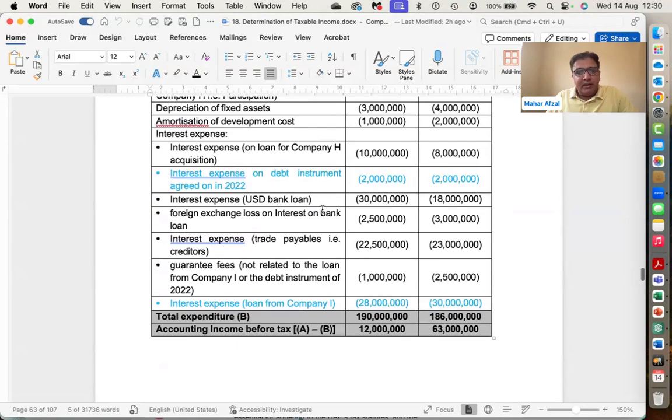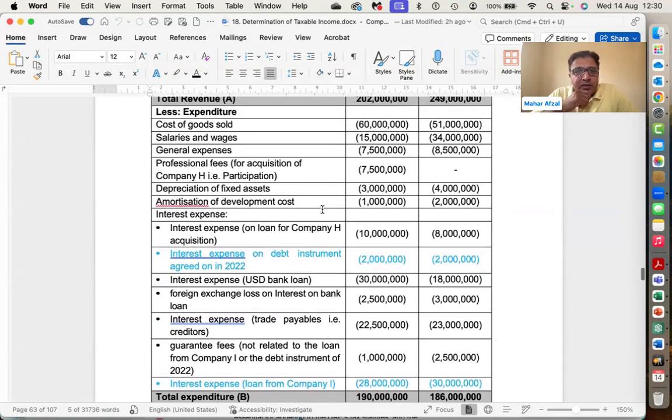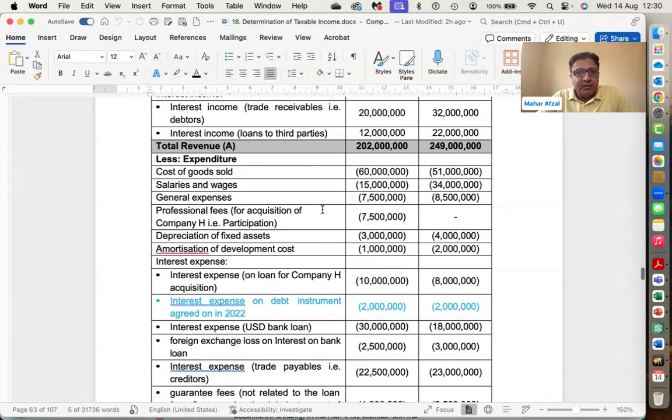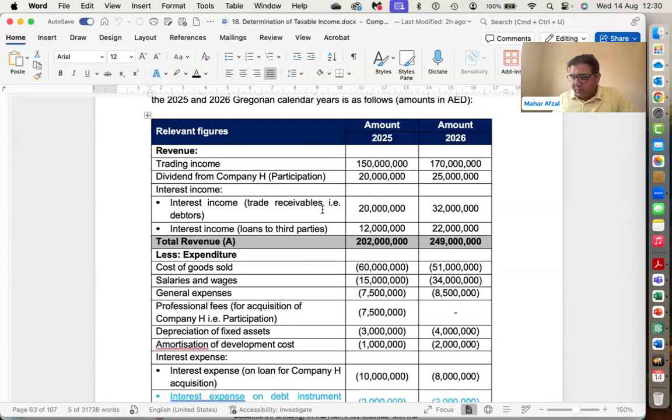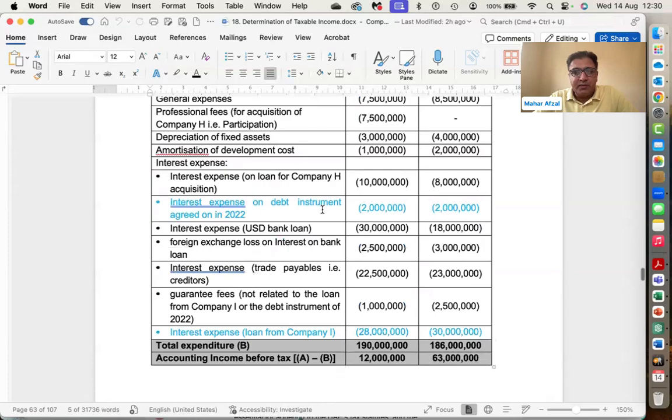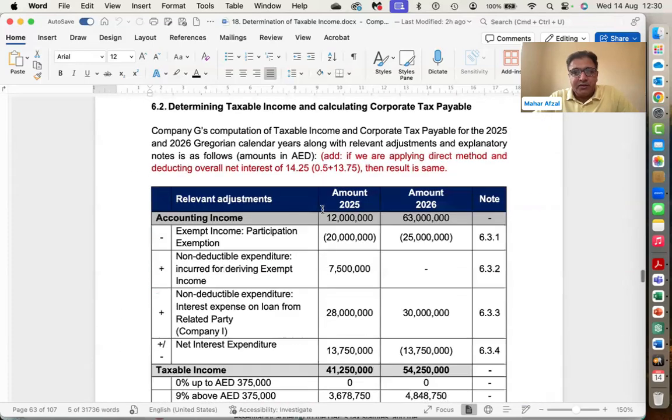12 million, then I need to add back 28,000. Then amortization of development 1 million. Depreciation of fixed assets is allowed. Professional fee is not allowed. This is allowed. This is allowed. This is allowed. This is not allowed. 27,500. Then net interest should be 30% of adjusted EBITDA.